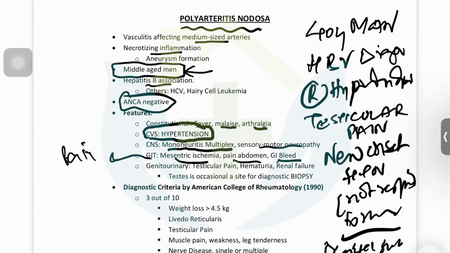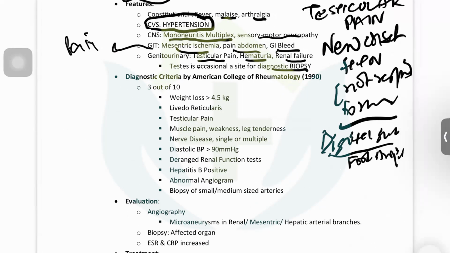GI bleed, non-alcoholic, still GI bleed, no ulcer, no history of painkiller abuse. They are asking you to diagnose polyarteritis nodosa. Genitourinary: testicular pain, hematuria, renal failure. So much so that testes may be a site for biopsy for diagnosis. There are diagnostic criteria laid down by the American College of Rheumatology, and it has not changed since 1990.